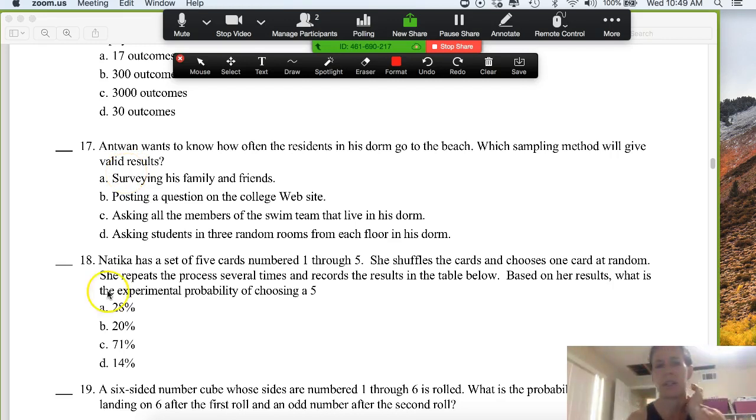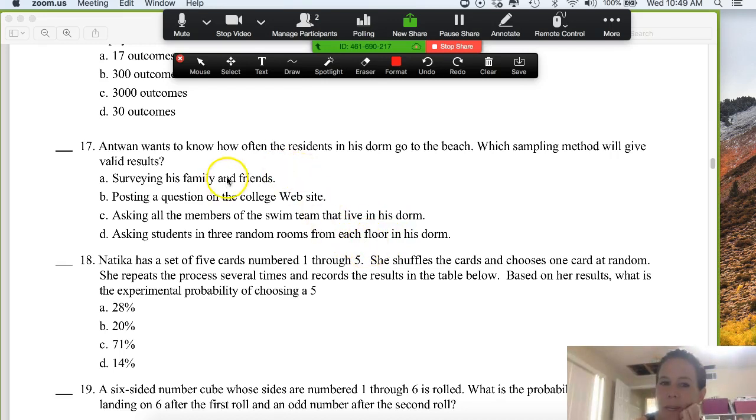So think of this logically. What would give him valid results? Surveying his family and friends? Well, his family and friends could really love the beach or hate the beach, so it depends. Posting a question to the college website. Asking all the members of the swim team that live in his dorm. Okay, I want you to think about what biases each one of these would have. Or asking students in 3 random rooms from each floor in his dorm.